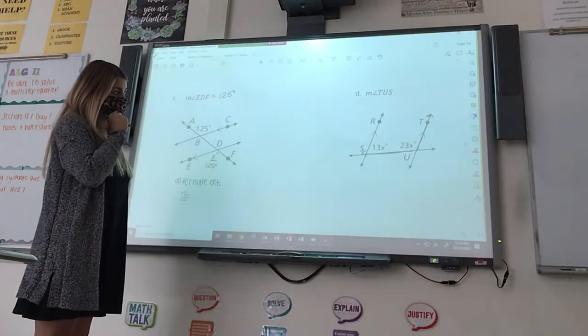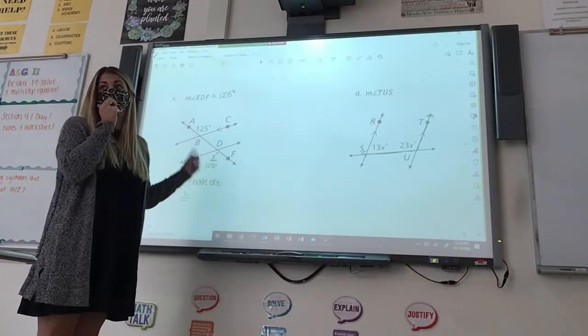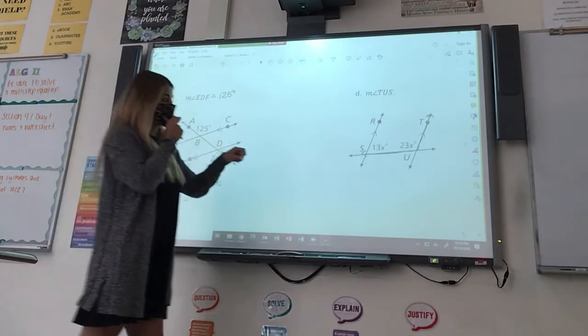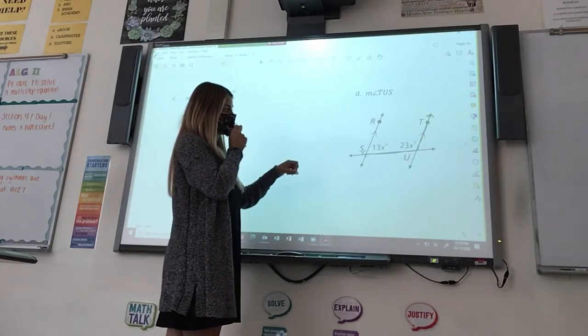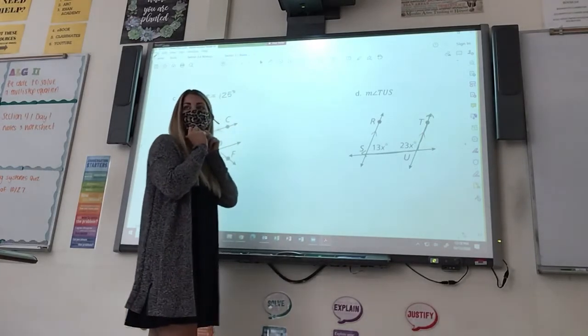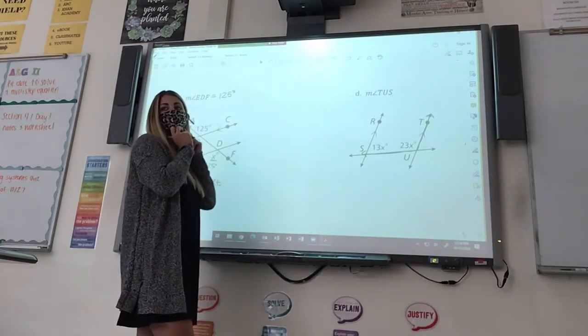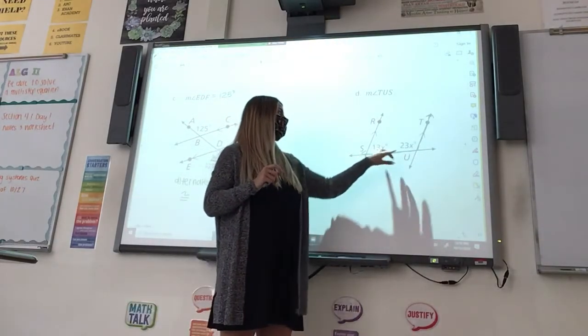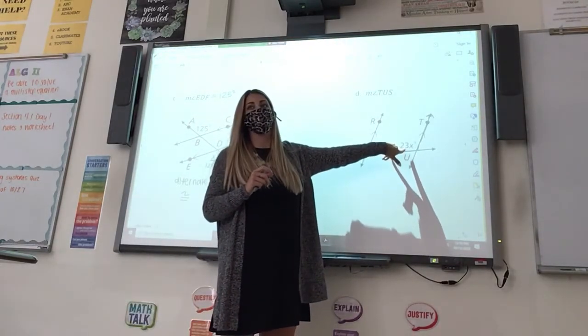No idea what that means. The one line drawn through two lines. The letters we're looking for is T, R, and T. What? We're looking for letters? What are we looking for? This angle in green. But I have to figure out how these two angles are related first.